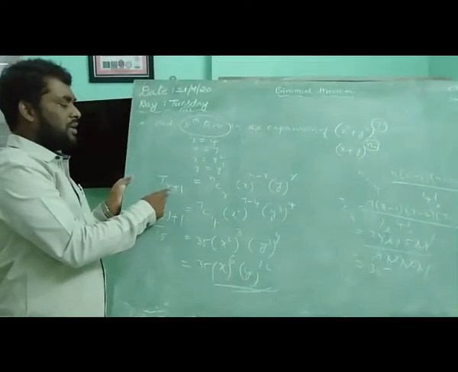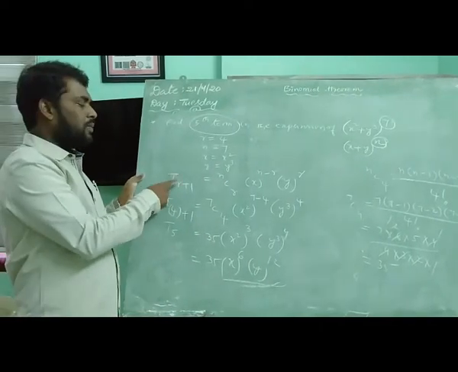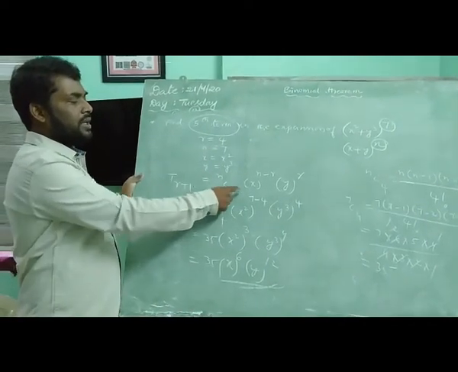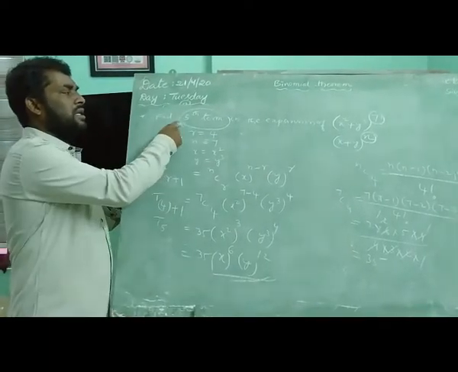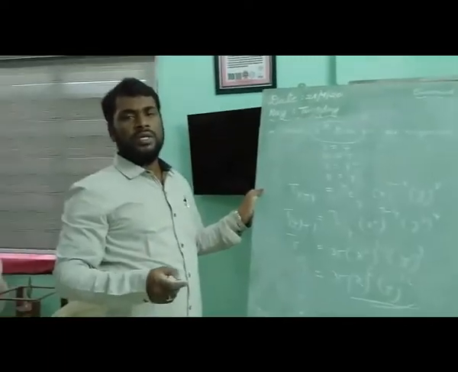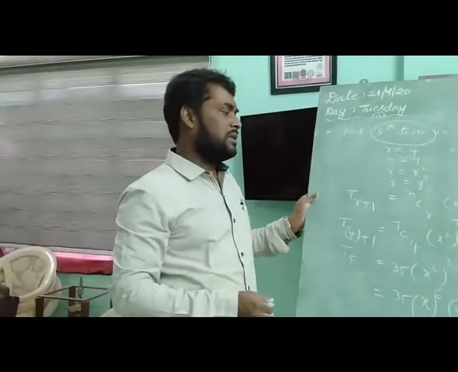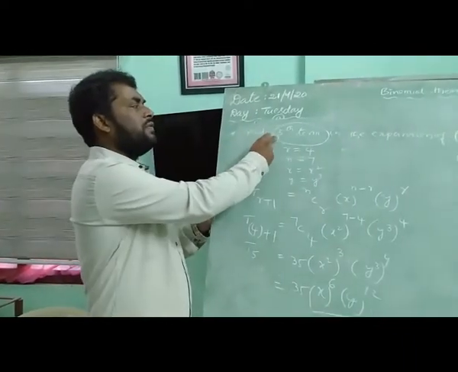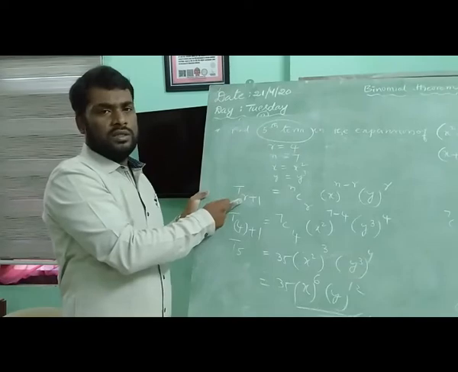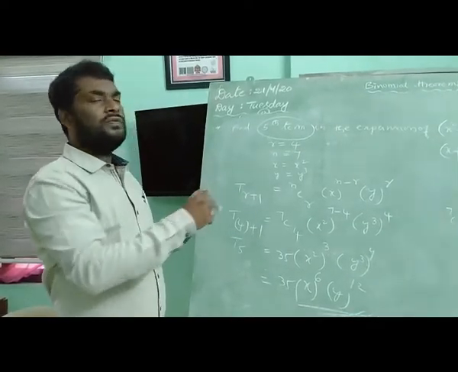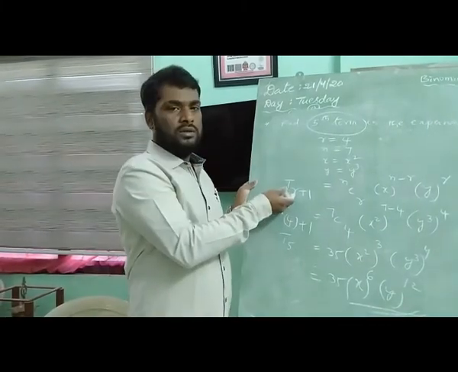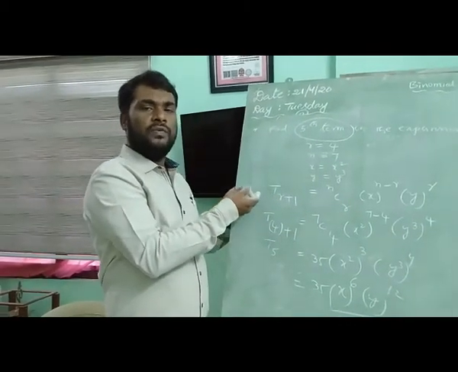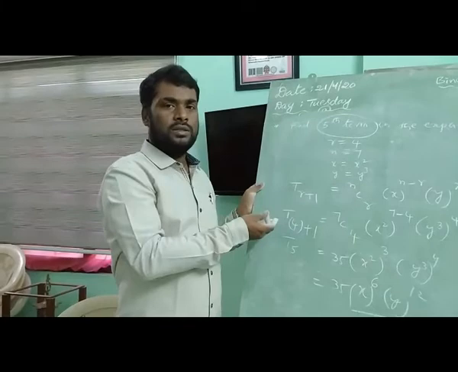This formula is very important. The r plus 1th term is T r plus 1 equals nCr x to the power of n minus r y to the power of r. While finding terms like these, you should remember some important points. First one is the selection of the r value. If you want to find the fifth term, you should take r equals 4. If you want to find the eighth term, what do you replace? You should replace r equals 7. If you want to find the fourth term, what do you take? r equals 3.